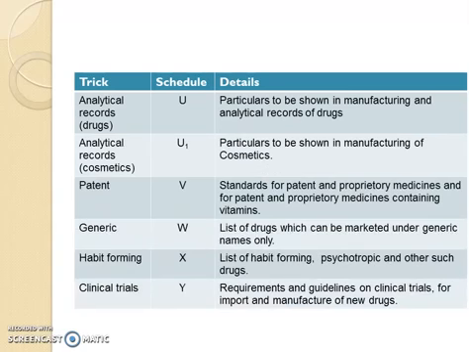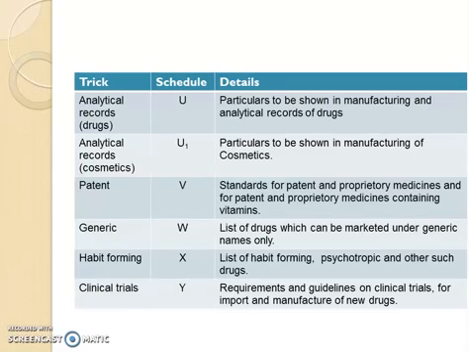Schedule U. Particulars to be shown in manufacturing and analytical records of drug. U1. Particulars to be shown in manufacturing of cosmetics. V. Standard for patent and proprietary medicines and medicines containing vitamins. W. List of drugs which can be marketed under generic name. List of habit-forming, psychotropic and other such substances can be kept under Schedule X. Y. Requirements and guidelines on clinical trials for import of manufacture of new drugs.